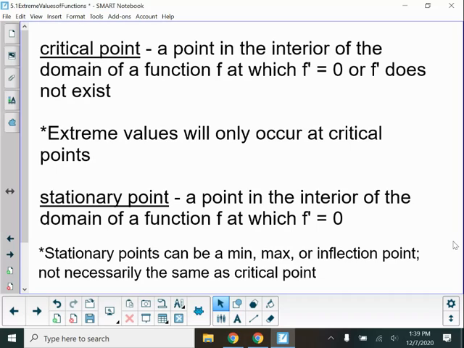Stationary points could be maxes or mins. Sometimes they're inflection points, which we'll talk about a little bit later on in chapter 5, but they're not necessarily the same as the critical point. Because again, there are critical points that are not stationary points, and that would be where your derivative does not exist.